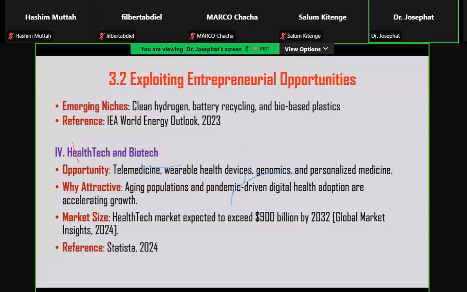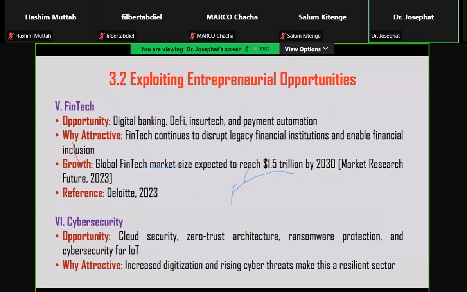Kama population wanaelekea katika uzee, na tunasema kwamba manpower is one of the capital of the country that should possess. Kama manpower inaelekea katika uzee, nguvu kazi inapungua. So kutokana na aging populations, kuna a lot of issues ambazo zinakuja, especially aging population and pandemic driven digital health adoptions ambazo zina accelerate growth and whatever. So our market size, tunasema health tech market expected to exceed $900 billion by 2032. This according to Global Market Insight 2024. And the reference, it is Statista in 2014.